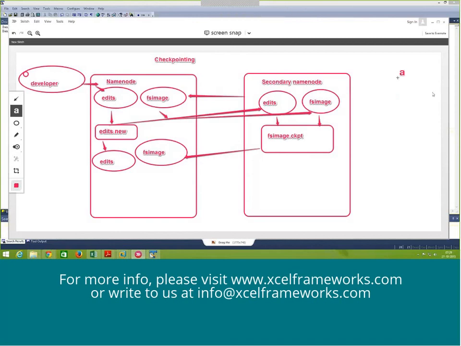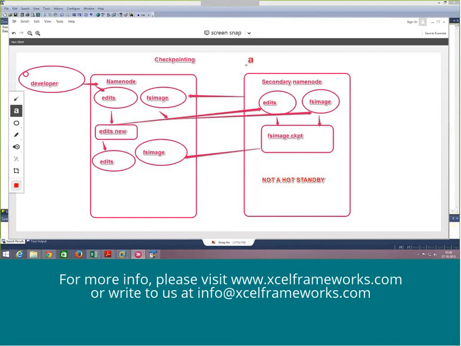As the name itself indicates, it's not a secondary name node, it's a standby, which means it is highly available. The secondary name node is not a hot standby. I think most of your database guys know what a hot standby and a cold standby are, right?